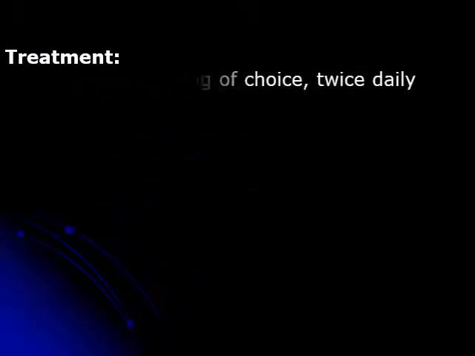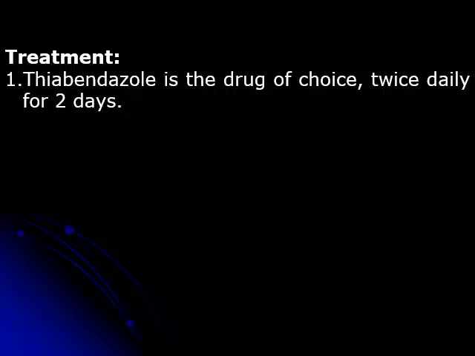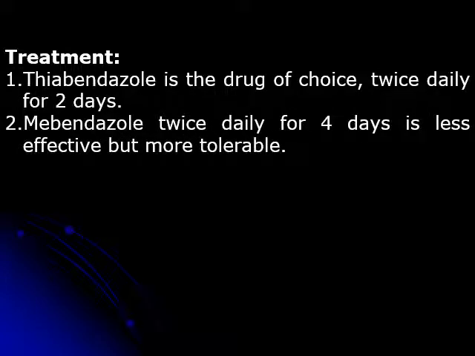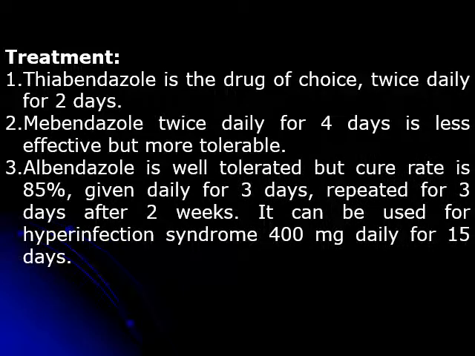Treatment: thiabendazole is the drug of choice because it penetrates the mucosa and can affect the adult females. It is given twice daily for 2 days. Mebendazole twice daily for 4 days is less effective but more tolerable than thiabendazole in debilitated patients.